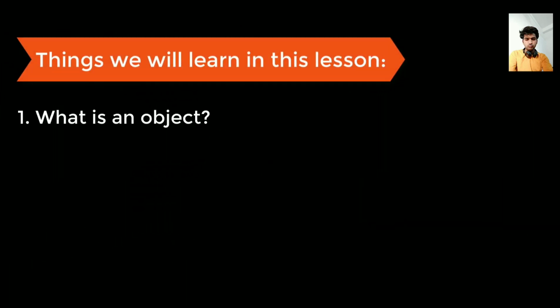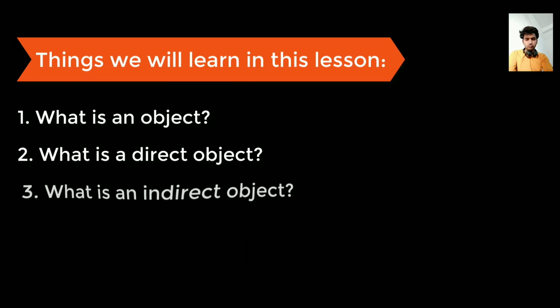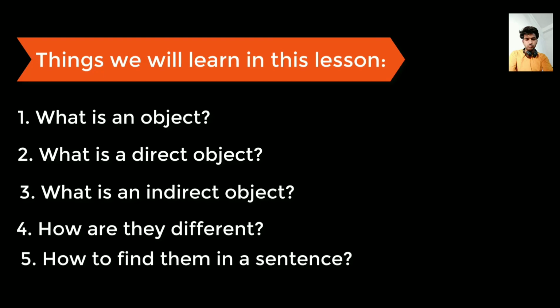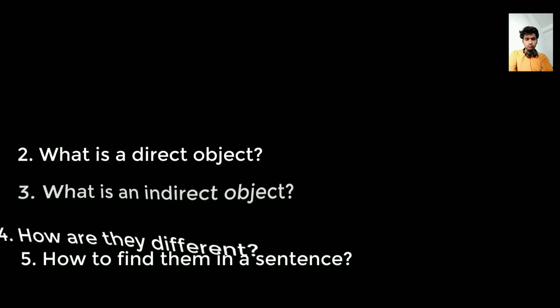Today we are going to talk about an object. We're going to learn what an object is, what a direct object is, what an indirect object is, how they are different from each other, and how to find them in a sentence. These are the things that we will learn in this lesson. Hope you guys are ready because I'm ready. Let's kick this lesson off.